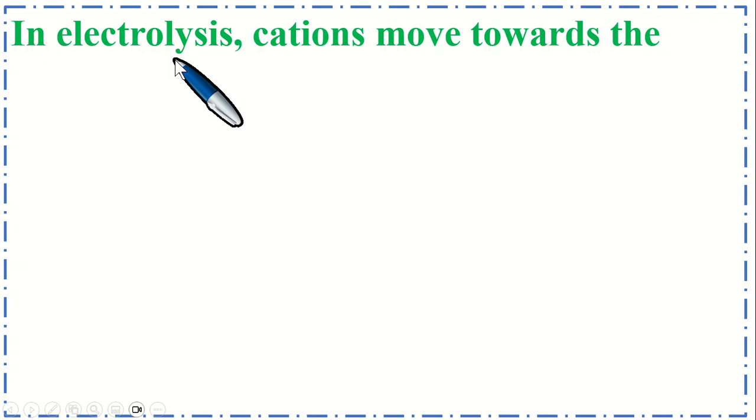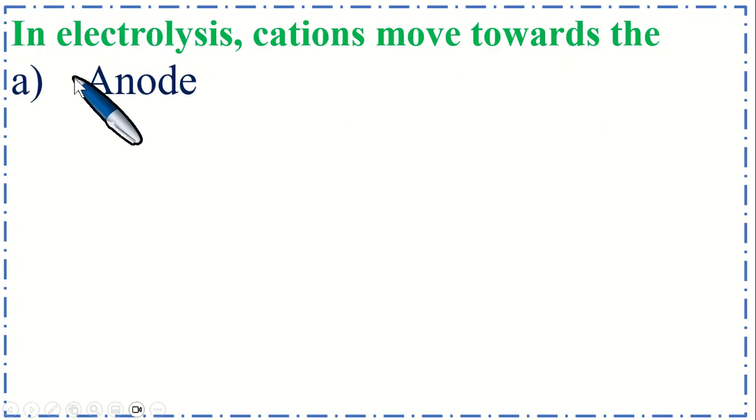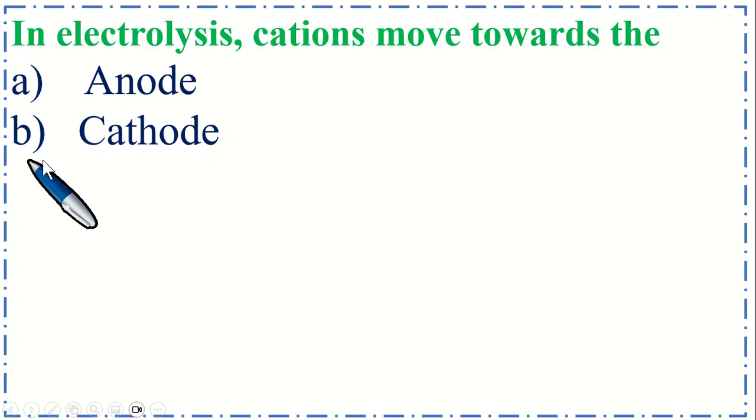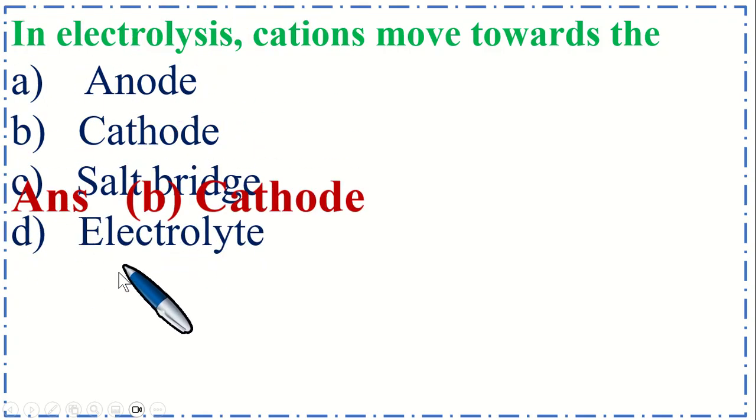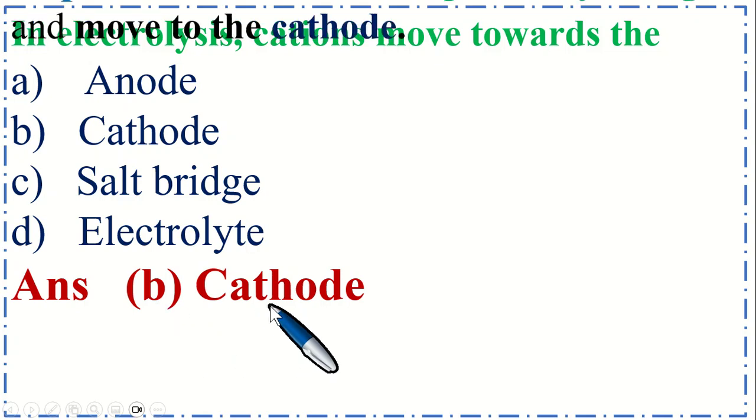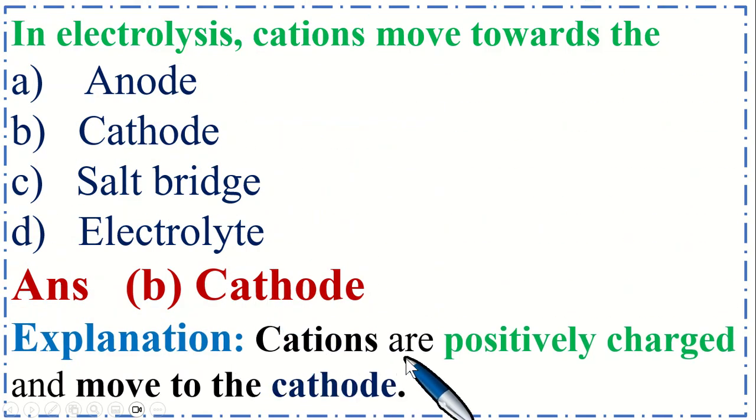In electrolysis, cations move towards the: option A, anode; B, cathode; C, salt bridge; and option D, electrolytes. So the correct option is B, cathode. Cations are positively charged molecules and move toward the cathode.